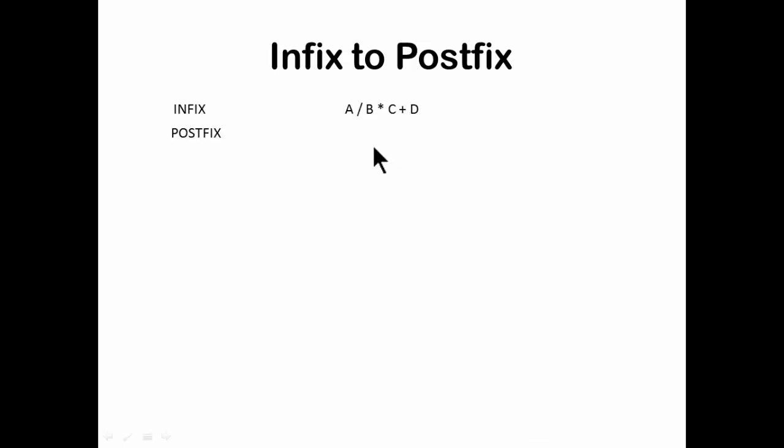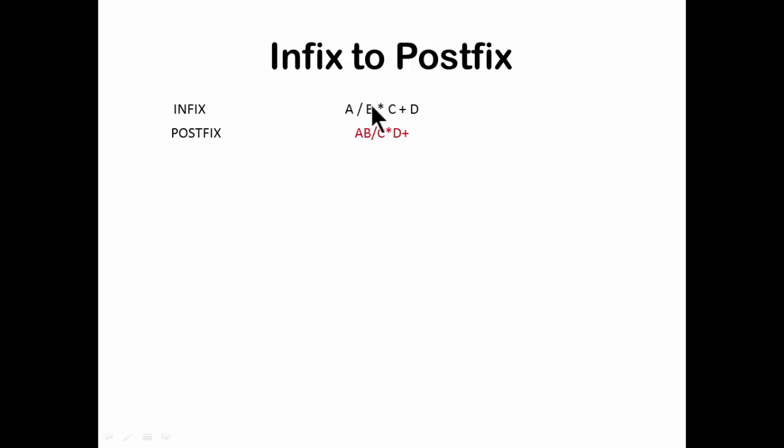In this third example, there are 4 operands and 3 operators, out of which 2 operators have the same precedence. Can you tell me which are those? It is division and multiplication, right? So division and multiplication, which one has the higher precedence?